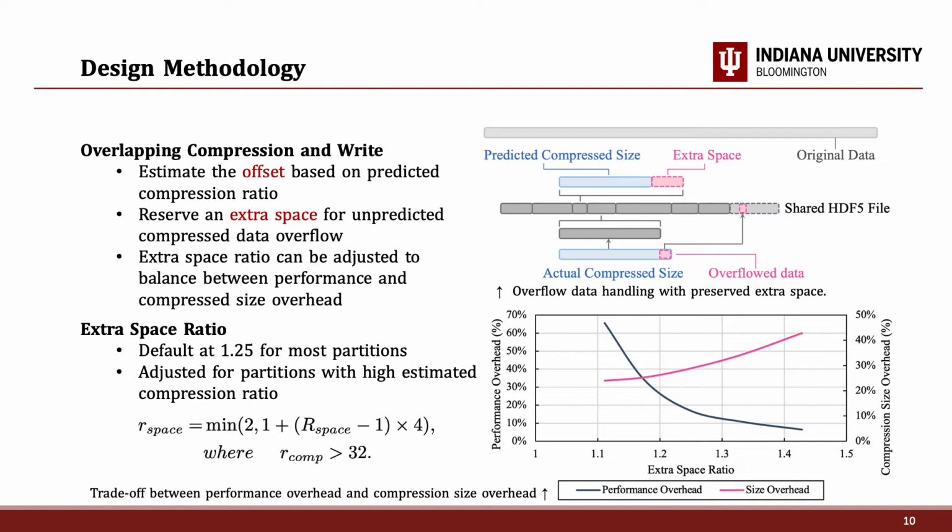And for some partitions with extremely high compression ratio, we adjust this extra space to a slightly larger value, because for those with very high compression ratio, the reserved area is very small, and even though we assign a slightly larger extra space, it will not have any impact on the overall compression size overhead. However, it will greatly improve the performance overhead.